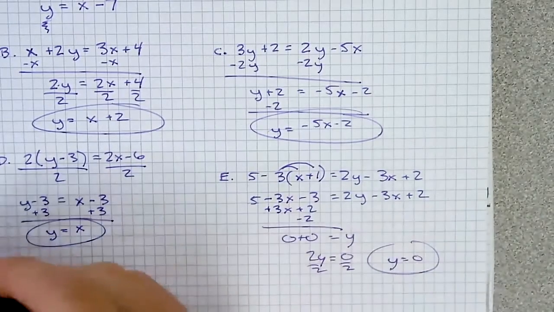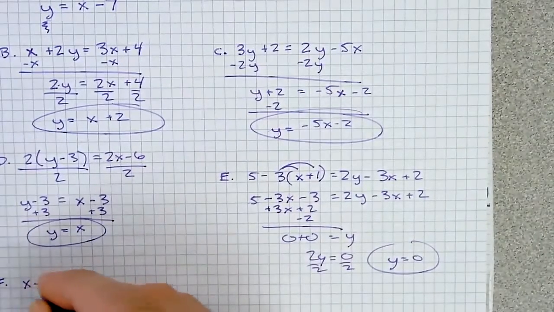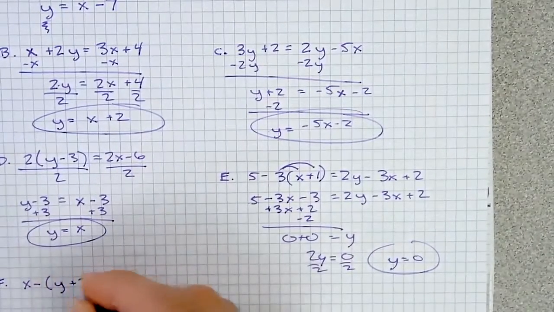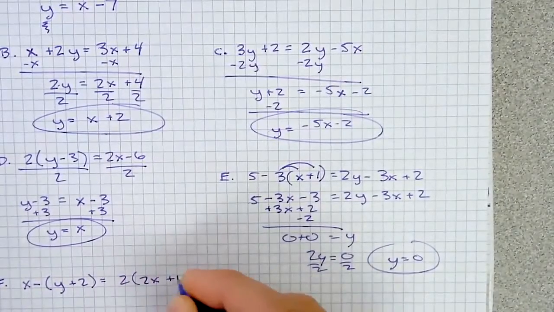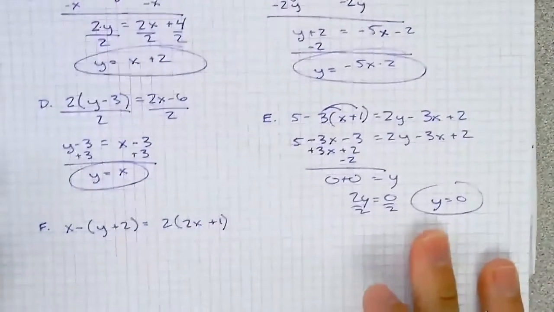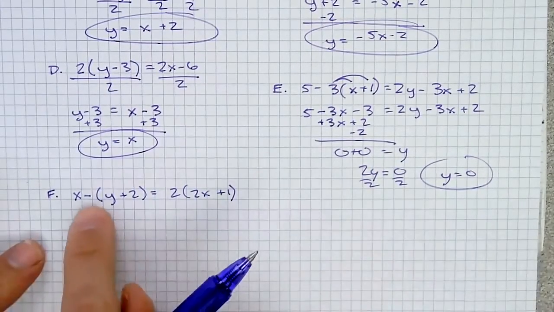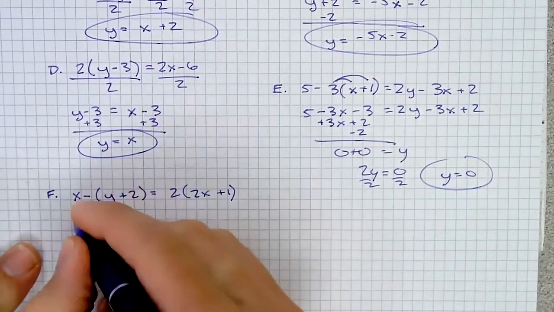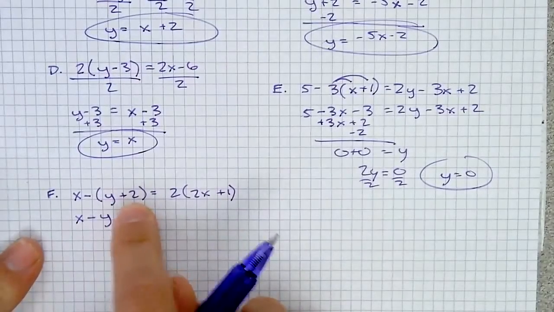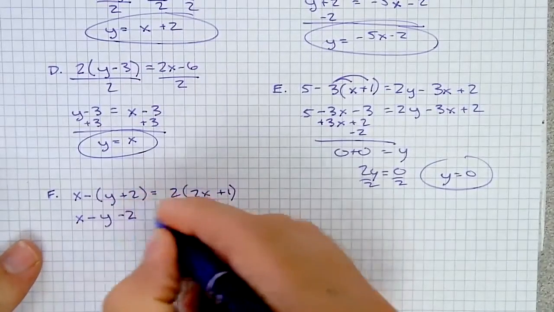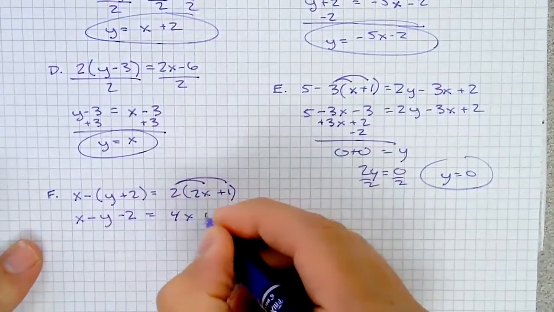And then the last one, f here, x minus y plus 2 equals 2 times 2x plus 1. You'll notice they're just kind of adding more steps each time. Okay, so let's distribute this negative. So it becomes x minus y. Remember, since they're in parentheses, the negative's got to go to the 2 as well. And then I'm going to distribute this, so I get 4x plus 2.